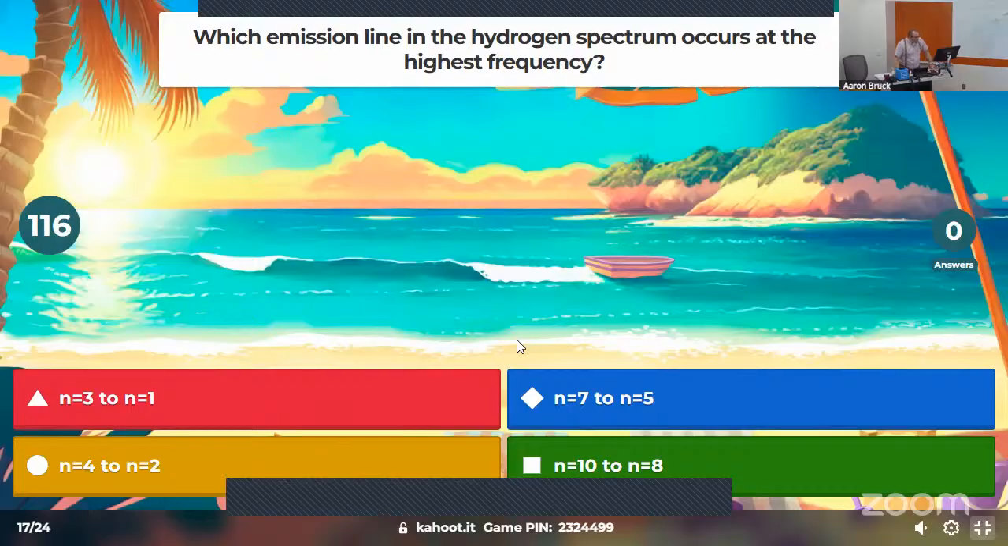Okay. I'm going to lay this out here and let you see if you remember what I said about 15 minutes ago about energy levels.